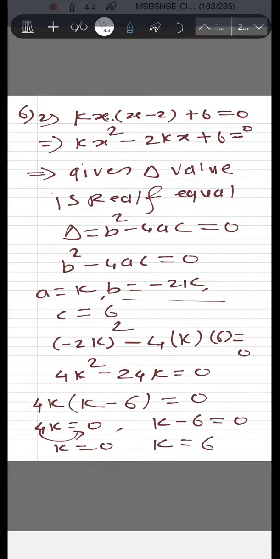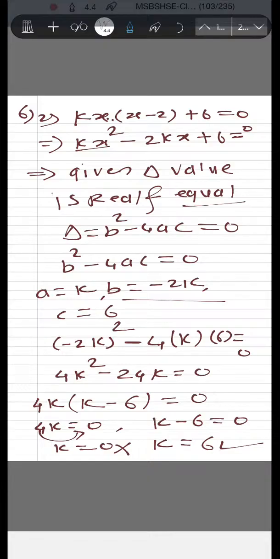So the value of k, what did they say, real and equal. Correct. So k equal to 0 is rejected, since there will be no quadratic equation if the value is 0. Why? Because if you put the k value 0, the x squared term vanishes, and as per the definition it is not satisfying, because the highest power is not 2 then. Therefore I am not going to take k equal to 0. I am going to take k equal to 6 as the quadratic equation. That's it. And this is how you have to solve this kind of question.